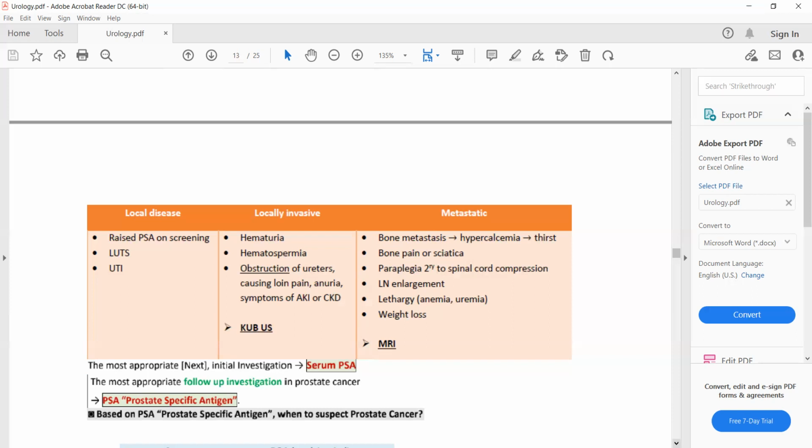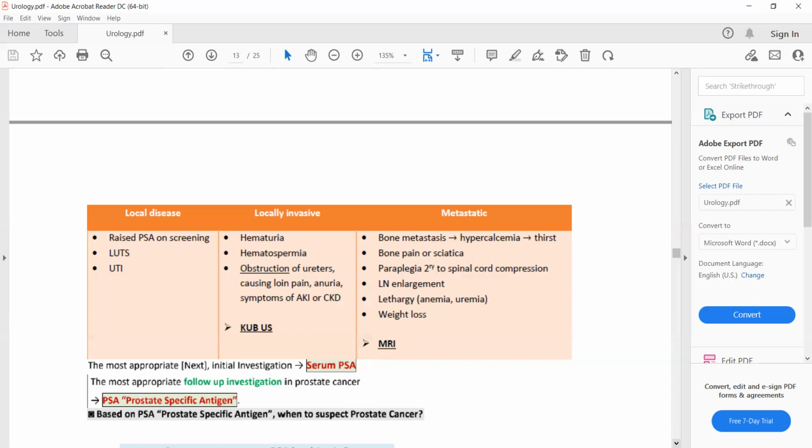So it can metastasize to bones and most commonly to the bones of the vertebral column. When it metastasizes to the bones, it will cause signs and symptoms of hypercalcemia. The signs and symptoms of hypercalcemia we have already discussed in the chapter of endocrinology, and they include increased thirst and polyuria, abdominal pain, confusion, etc.